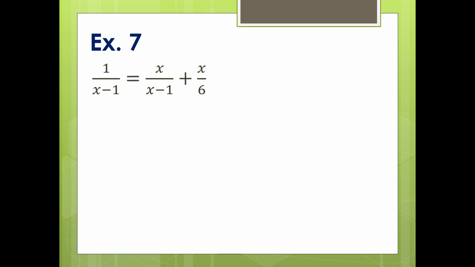Okay, so here we have 2 different denominators. Again, this one's the same as this one over here. So if you have 2 denominators that are the same, just using it once in your LCD is enough. Okay, so our LCD is going to be 6 times x minus 1. So our first thing here, we have 1 over x minus 1 times 6 times x minus 1.